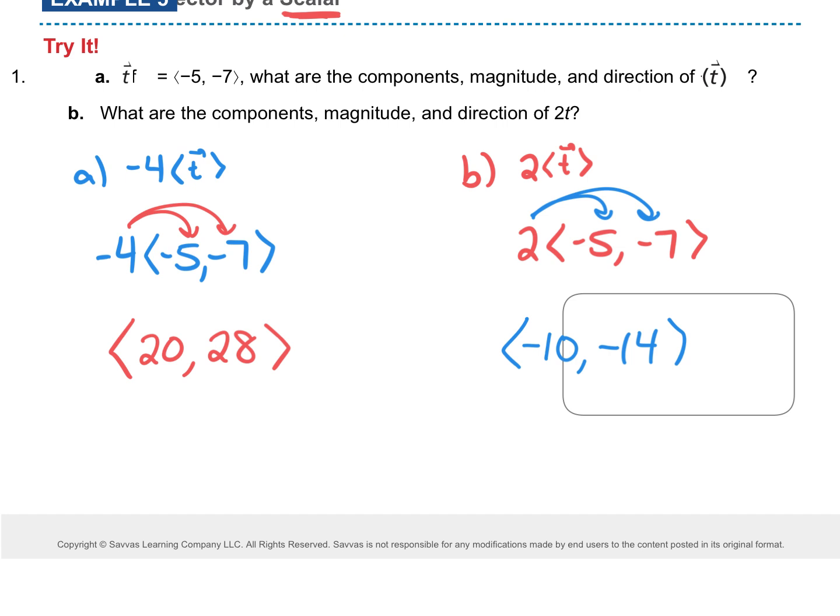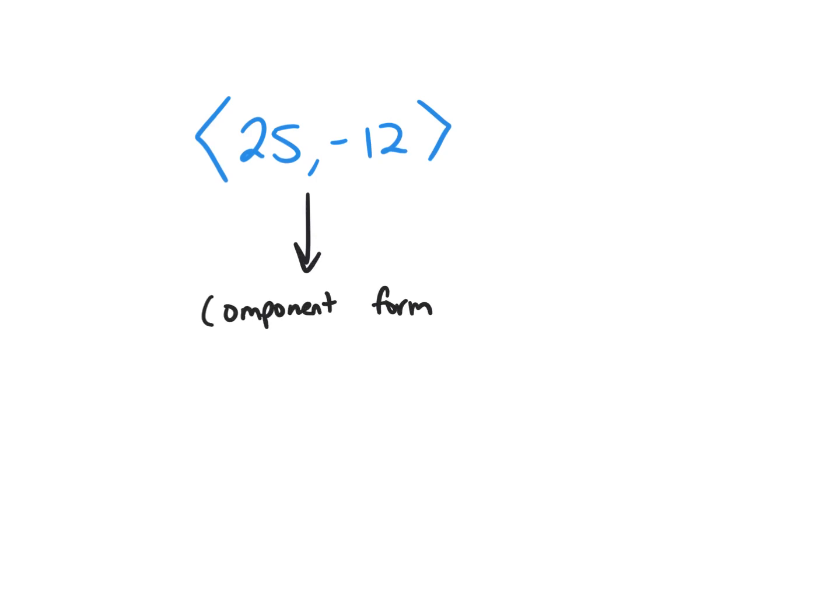One thing I want to talk about that I should have probably talked about at the beginning. If I have a vector, someone give me a random vector. Random. Give me a number. I heard 25 and negative 12. Here's my vector. I can write this in matrix form. So right now, maybe write this example down somewhere. This is in component form. That's in our component form vector.